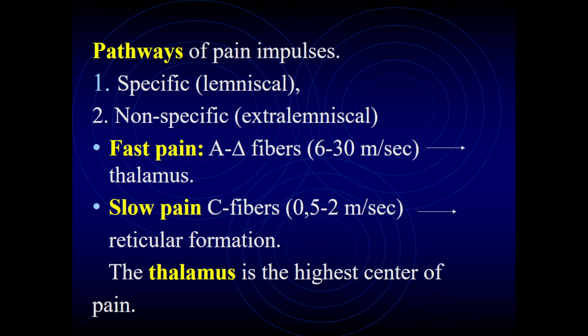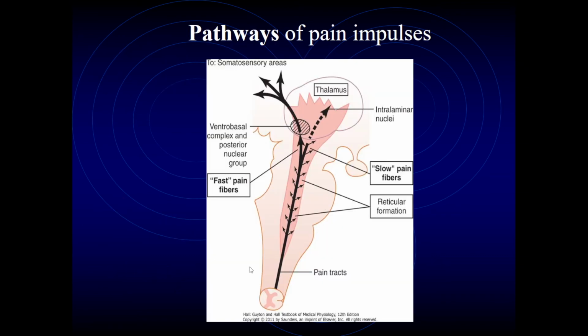The non-specific pathway goes along the C fibers with a conduction velocity from 0.5 to 2 meters per second through the reticular formation to the non-specific nuclei of the thalamus and from there diffusely into the cortex. This is the pathway of slow, continuous, diffuse pain. Here you can see pathways of fast pain and slow pain.